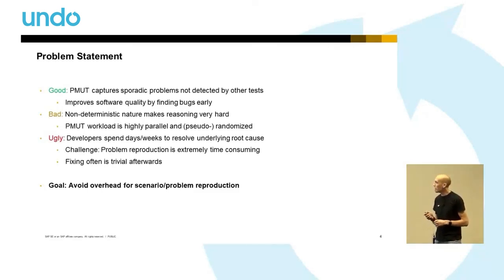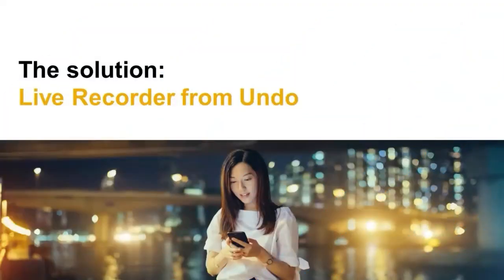And the question is, how do we optimize the process of identifying the root cause in these non-deterministic things? And the solution for that is the LiveRecorder of Undo. And let me hand it over to Greg to explain how that looks.